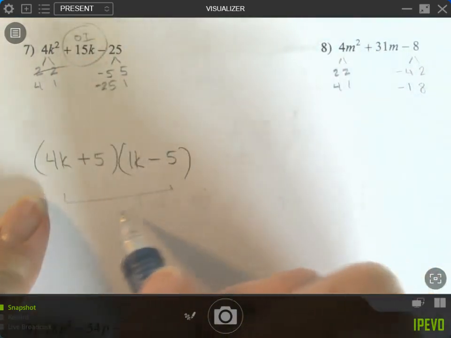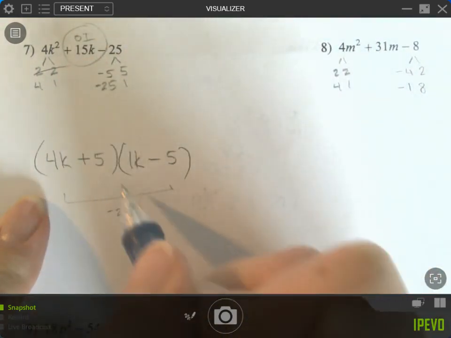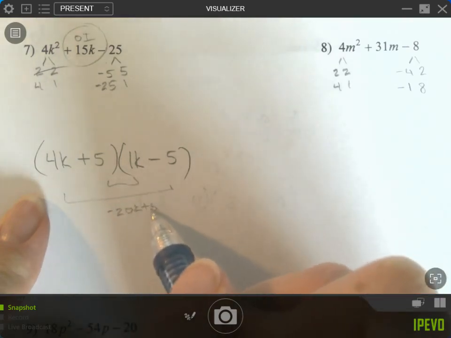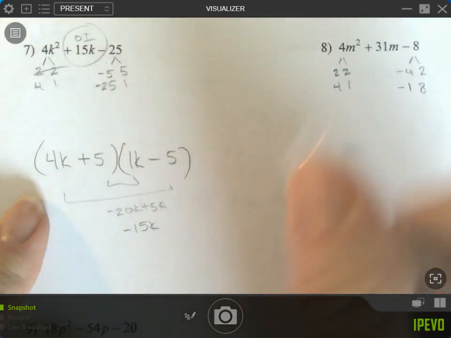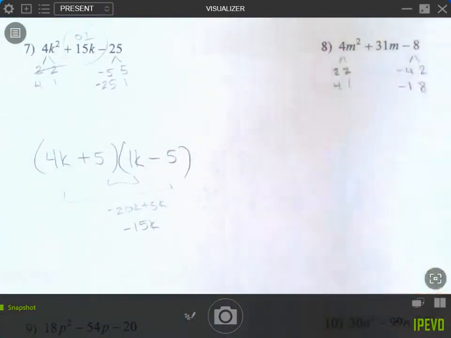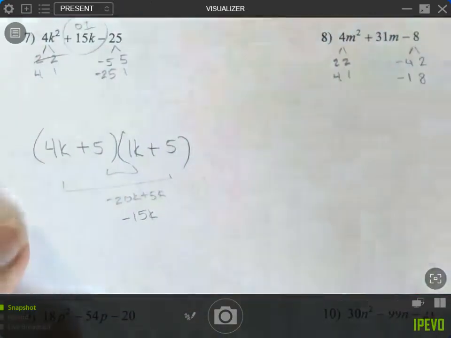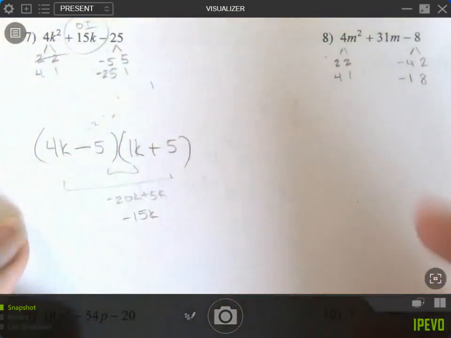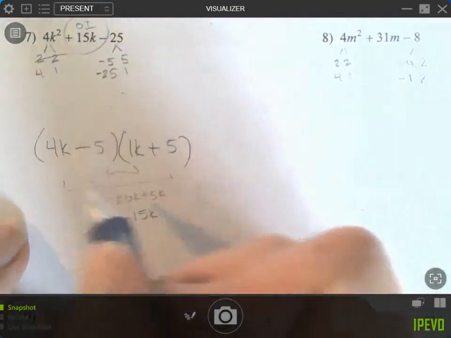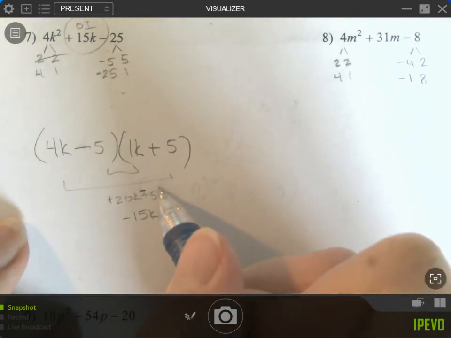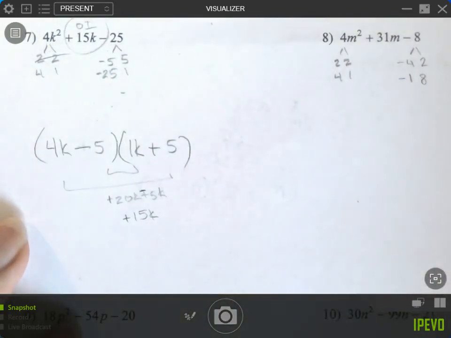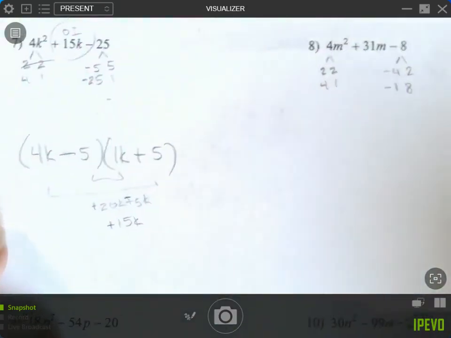So the outside here I'm getting is negative 20k. The inside I got is positive 5k. What's that add up to? No, it's a negative 20. It's negative 15k. What did I want? Positive. So I'm just switching my signs. The right numbers and the wrong sign. You switch the sign. So whenever we look at this, I have a positive 20 and a negative 5k, and that's where I get my positive 15. Okay, next one.